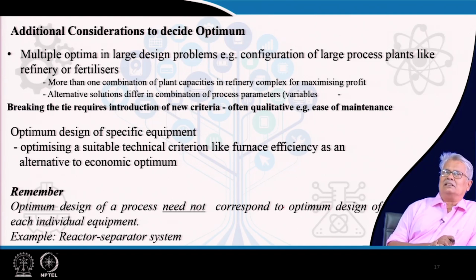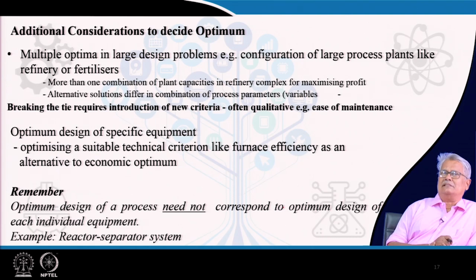A typical such criteria could be the ease of maintenance, as I have listed here. You could also bring in a criteria like lower amount of pollution among these two competing options, and decide based on which criteria you are going to set your actual plant, which has the same optimum objective function. That means the economic objective is the same, but you are bringing in the new criteria, which could be either a quantitative criteria or a qualitative criteria, as the example of maintenance and pollution that I have given here.